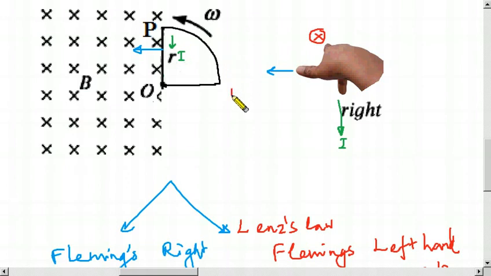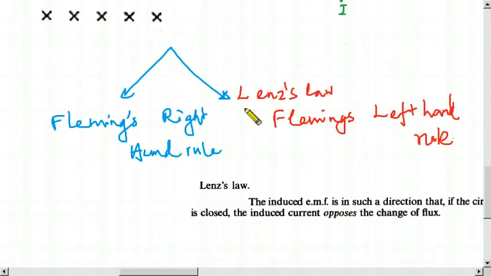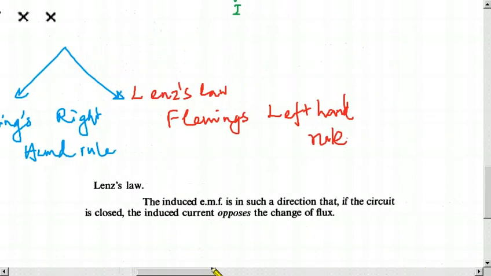Suppose the circuit is like this, broken somewhere, so can any current flow along this? No, current can't flow along this because the circuit is broken. So that is why he says that if the circuit is closed, then we can talk about the current, otherwise we can't.